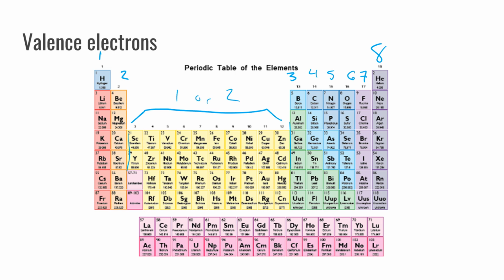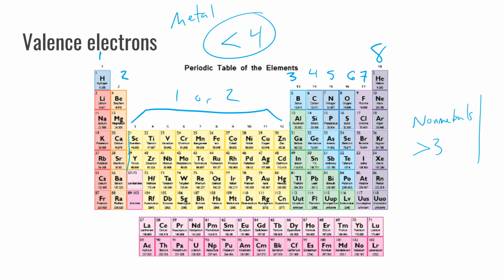All metals have 3 or less valence electrons. So they all have less than 4 if they are metal. All nonmetals are going to have more than 3. Metalloids don't really follow the rules, so they're just bizarre.